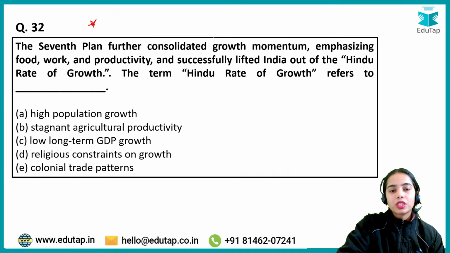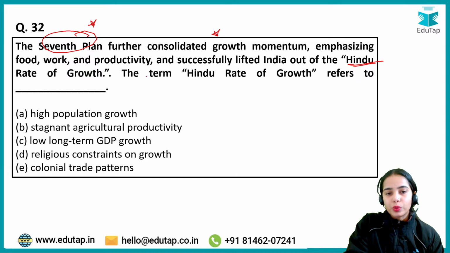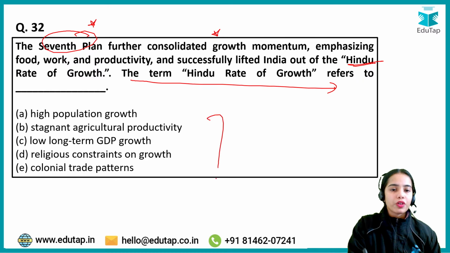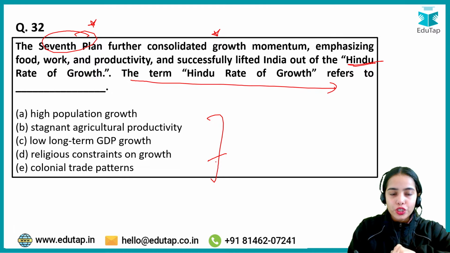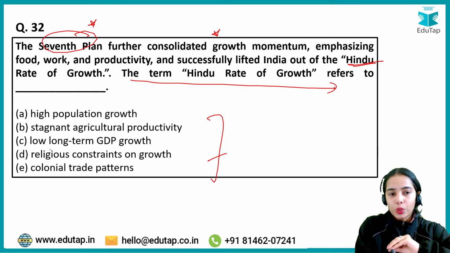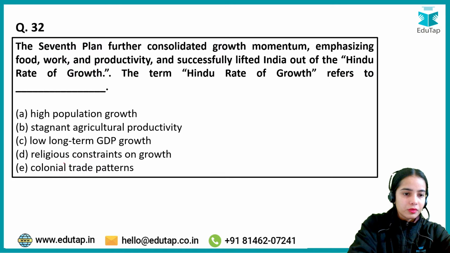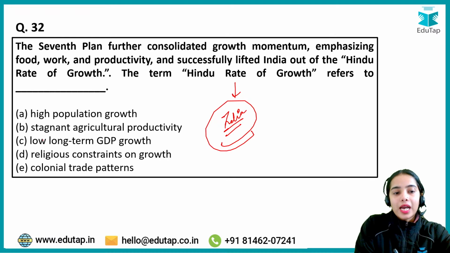Now the seventh plan further consolidated the growth momentum, and it was said that in the seventh plan we came out of the Hindu rate of growth. The term Hindu rate of growth refers to which of the following? High population growth, stagnant agricultural productivity, high long-term GDP growth, low long-term GDP growth, religious constraints, colonial trade patterns. Hindu rate of growth means that India was stuck at a low rate of growth. So C is the answer.